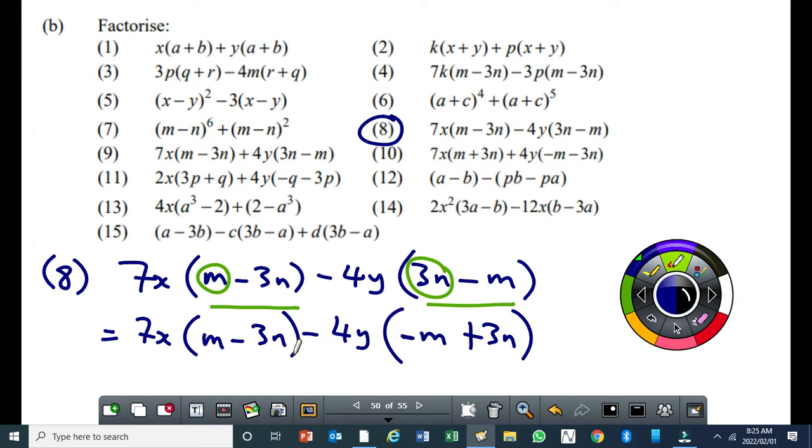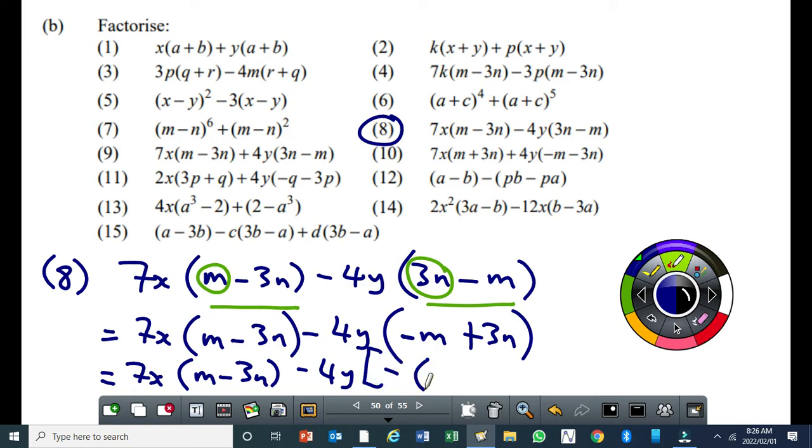Right. Then the next thing now, since in the first bracket we have got an m that's positive and a 3n which is negative, I need to make this m positive and make that 3n negative. To do that, I have to factor out negative 1. So when you factor out negative 1, you get 7x times (m minus 3n) minus 4y. Now, because of the factoring out, I'm going to introduce a square bracket. Then I'll factor out minus 1. Okay, I hope you know this.